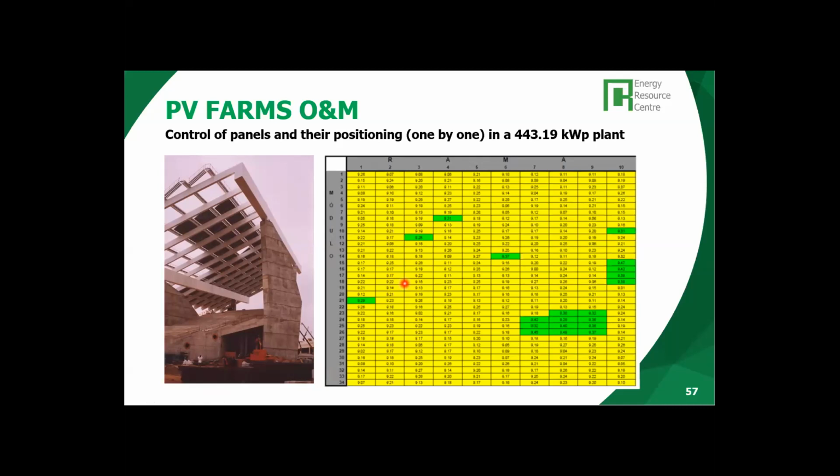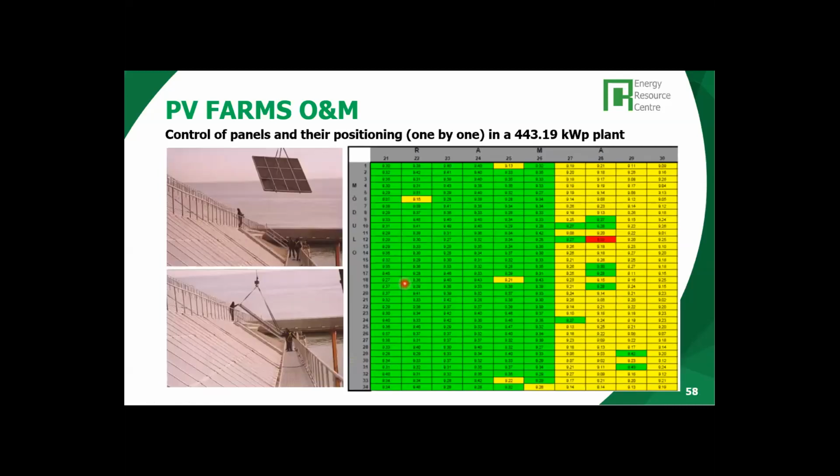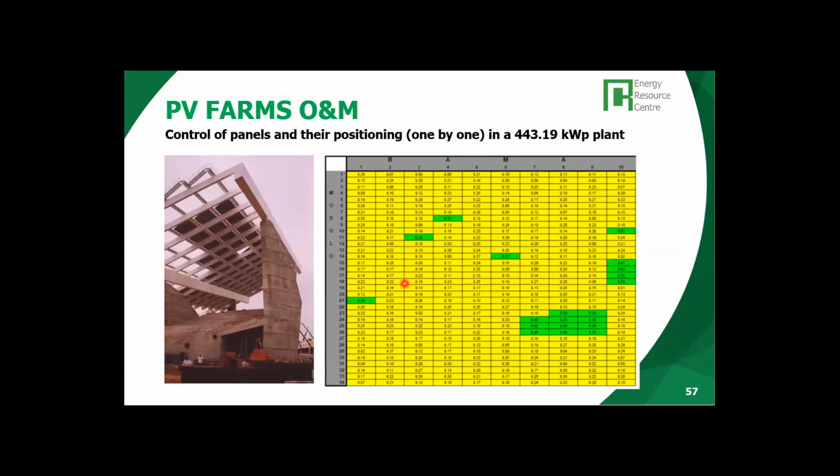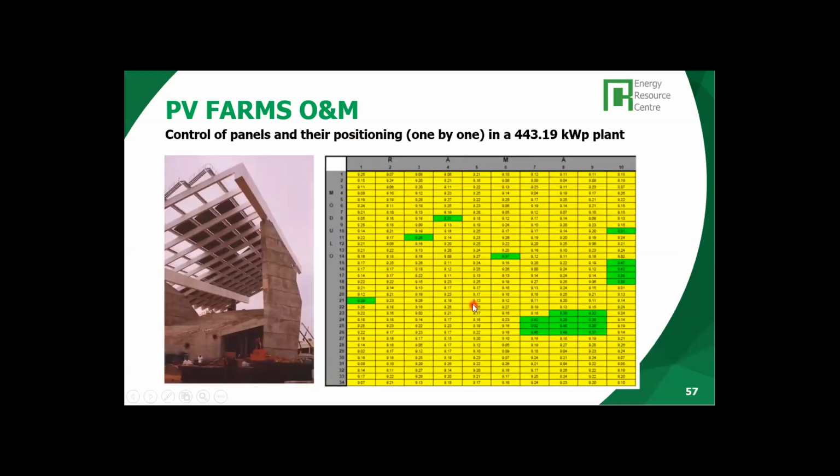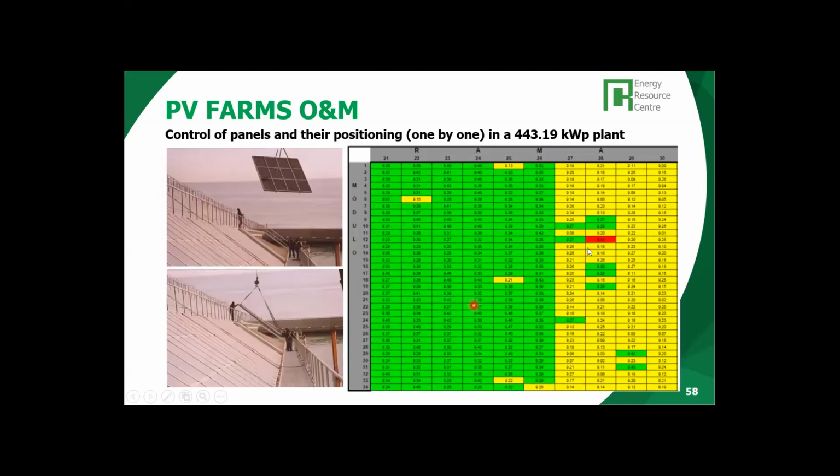They checked what was the effective power output of each module. You see, each cell here is a module in all this pergola, okay? If it was green, it means that it's above the rated power capacity. If it's yellow, it's within the tolerance limits, and if it's red, it's too low. I mean, below the tolerance limits.